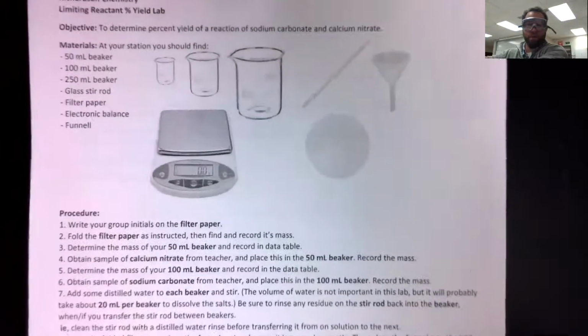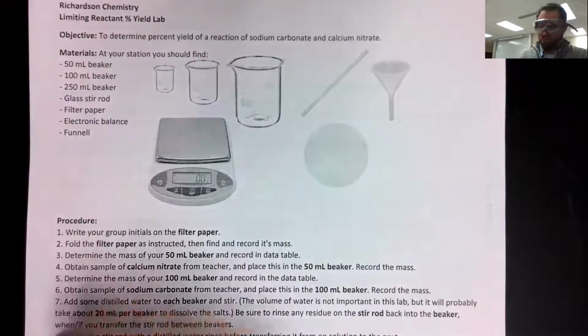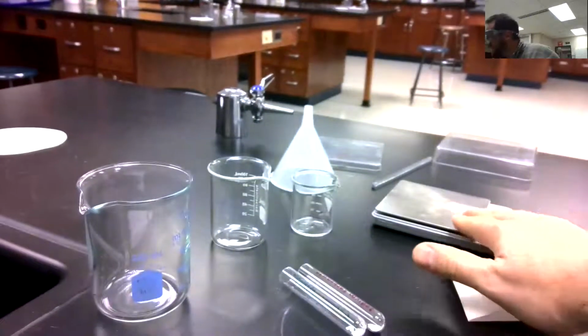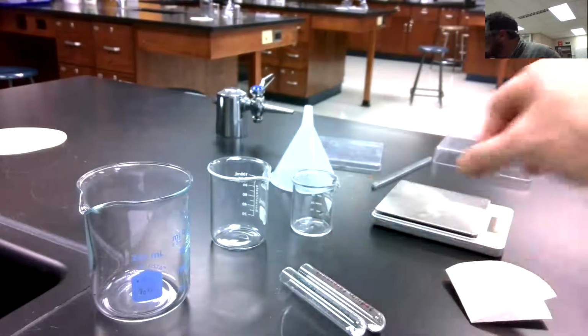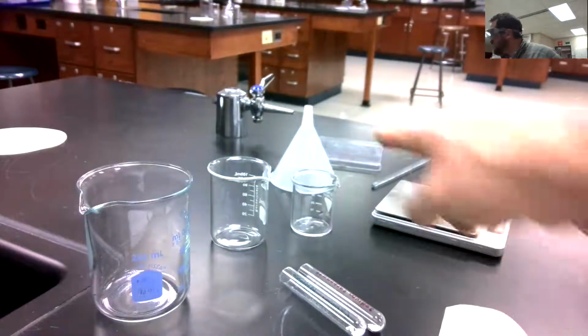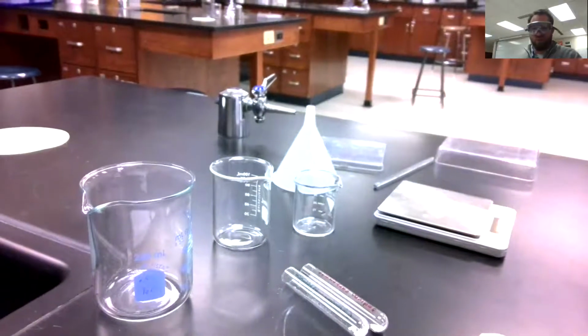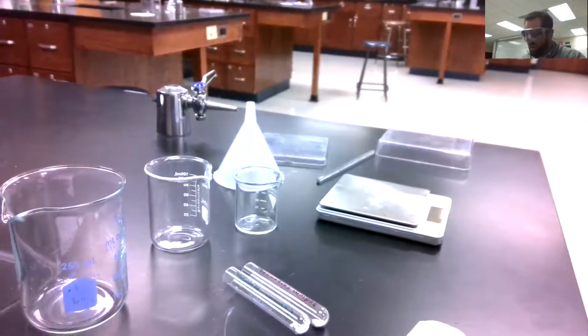So hopefully you guys have access to the lab. And here it is on Canvas. But we are looking for these 7 items. Here they are. Electronic balance here. I've got my 3 beakers. I've got my filter paper, funnel, and glass stirring rod. So we are ready to get going.